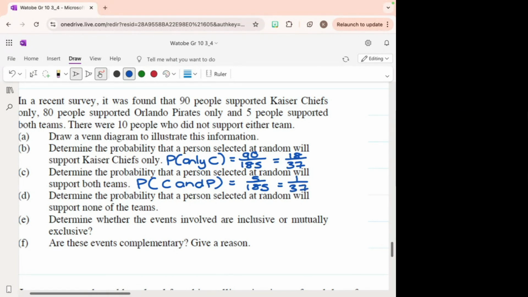Nice. Determine the probability that a person selected at random will support none of the teams. Probability of none is going to give me 10 over 185. 10 over 185 is going to give me 2 over 37.